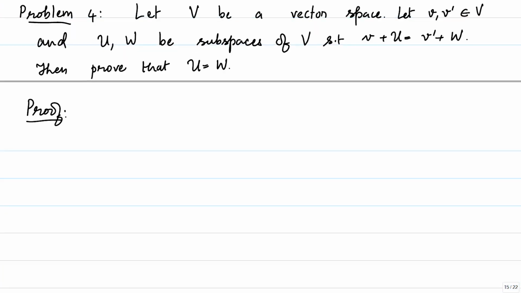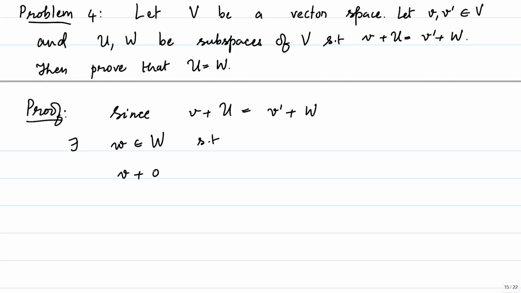Okay, so what do we have to check here? The first thing to notice is that since V plus capital U is equal to V prime plus capital W, there exists a small w in capital W such that V plus 0, which is in particular a vector in capital U, is equal to V prime plus small w. But what does this mean? This implies that V minus V prime is equal to w, which is in capital W.